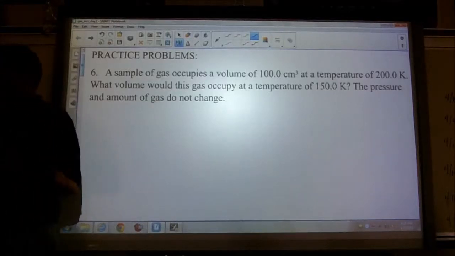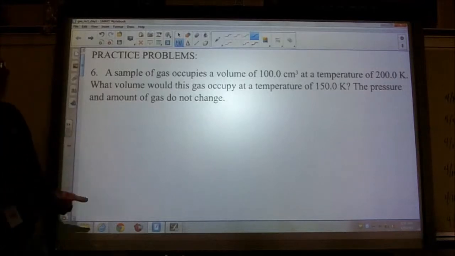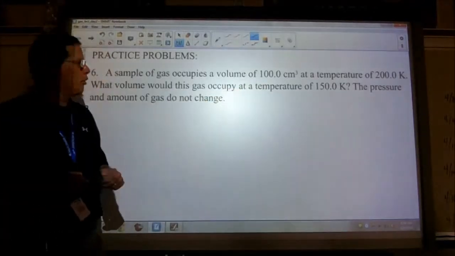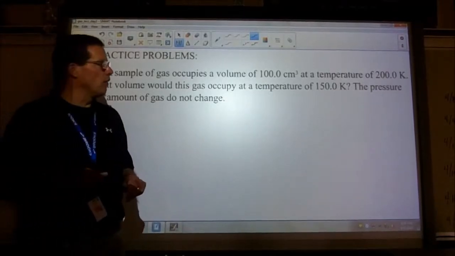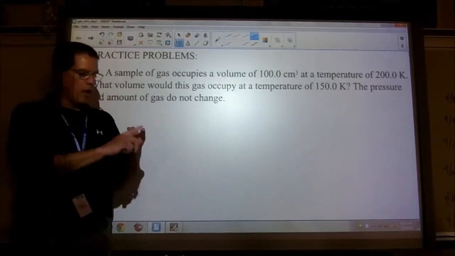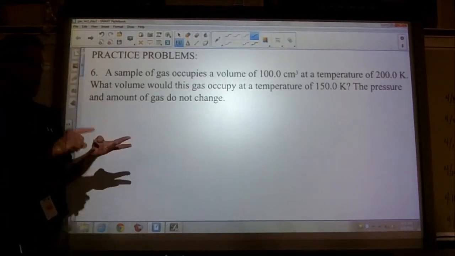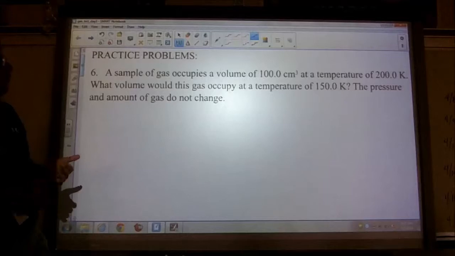All right. Here's our first problem. It says a sample gas occupies a volume of 100 centimeters cubed at a temperature of 200 Kelvin. What volume would this gas occupy at a temperature of 150 Kelvin, if the pressure and the amount of gas do not change? So here's one of the things I would get used to, because next topic, or next week, we're going to be dealing with not only volume and temperature, but also number of moles and pressure. So it's nice to identify these variables.